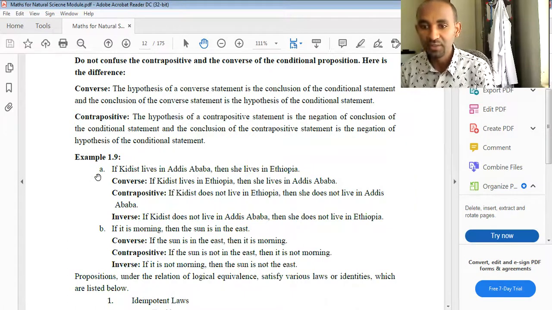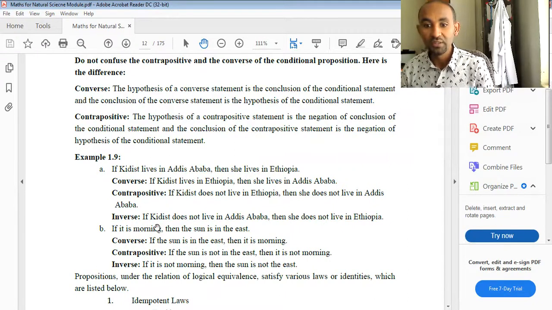If Kadis lives in Addis Ababa, then she lives in Ethiopia, okay? What is the converse? If Kadis lives in Ethiopia, then she lives in Addis Ababa, okay? If P implies Q, the converse is Q implies P. The contrapositive, if Kadis does not live in Ethiopia, then she does not live in Addis Ababa because someone who is not in Ethiopia cannot be in Addis Ababa. Okay, obviously, Addis is a subset of the bigger set Ethiopia.